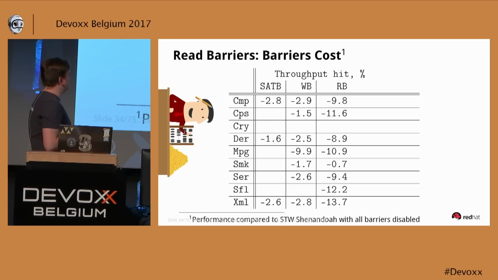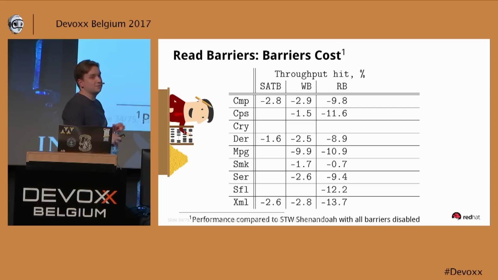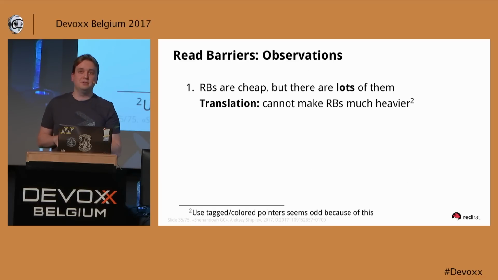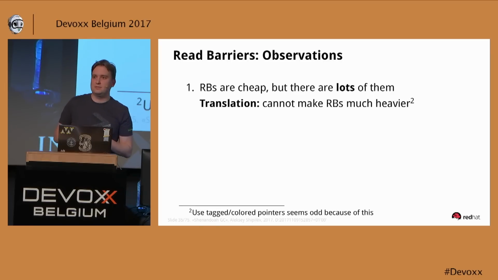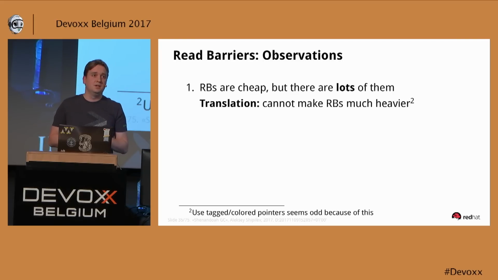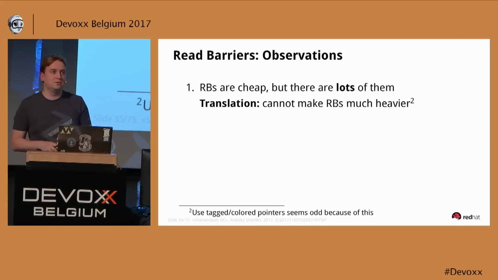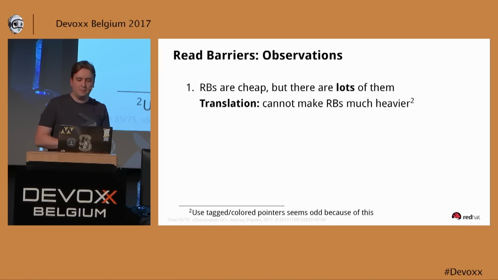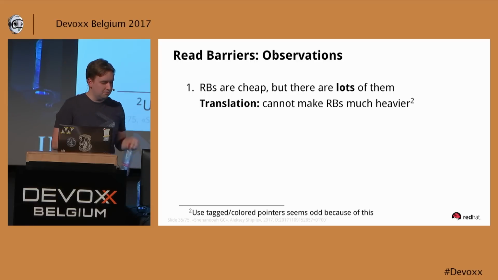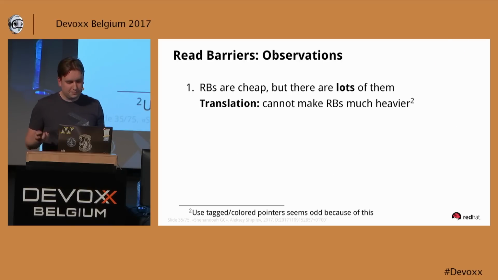And the observation that you can get from these things and looking at the workloads is that read barriers are cheap, but there are lots of them. And this is why any GC that makes read barriers heavier, say by employing colored pointers or something like that, is probably running into performance problems there. You cannot make read barriers much heavier because you will make your application go slower.